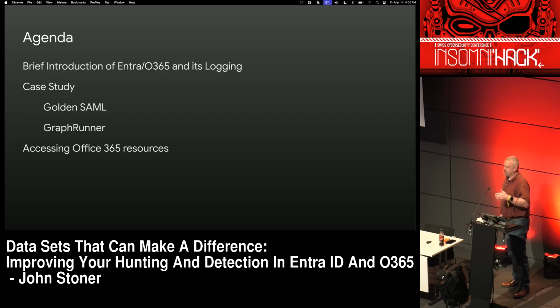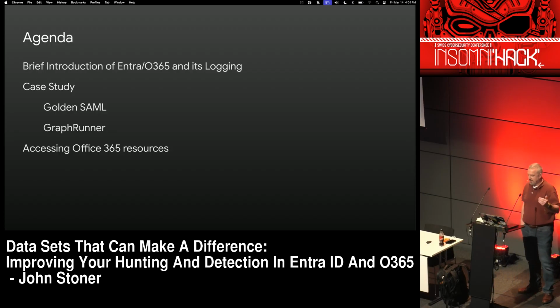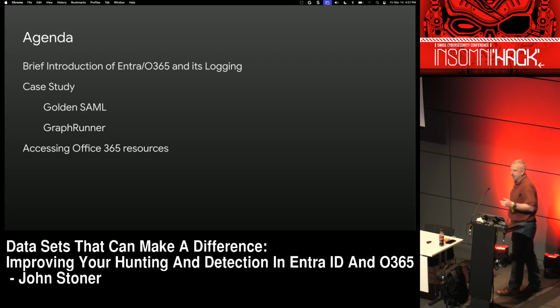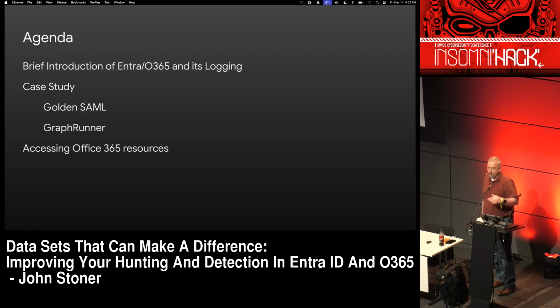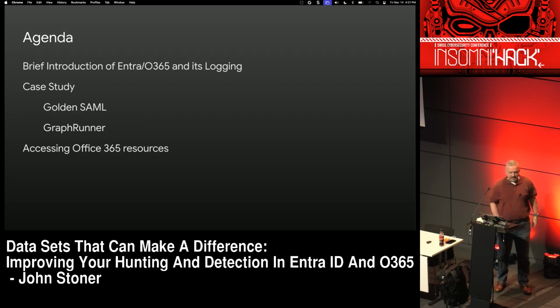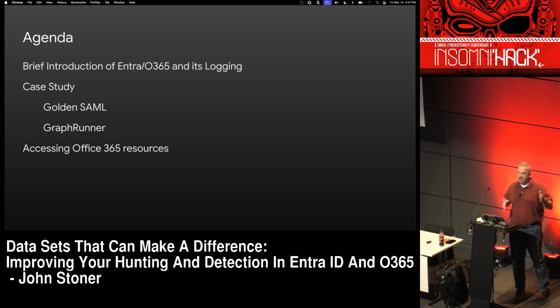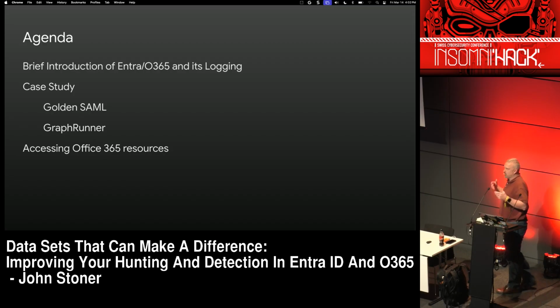Then I'm going to go into two different case studies, one around Golden SAML and one around Graph Runner. Golden SAML is a specific type of attack, fairly noteworthy. We'll cover that, just baseline on that. Graph Runner is an adversary emulation tool, or a red teaming tool, if you will, and there are some things to learn from that. At the end of the day, our focus here is to get at O365 resources, being able to get at email, SharePoint, OneDrive, right? So we're going to start down this path.